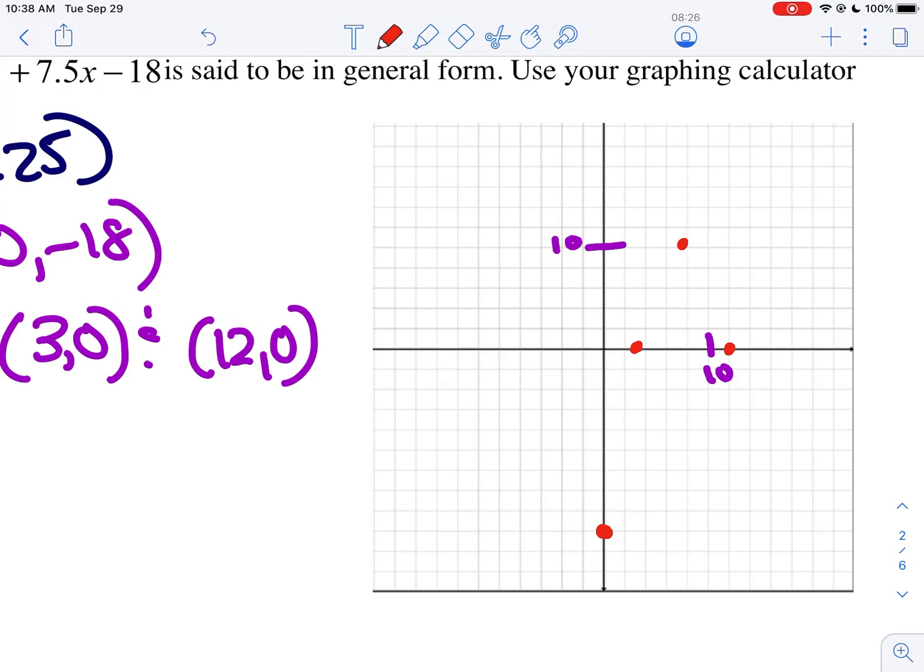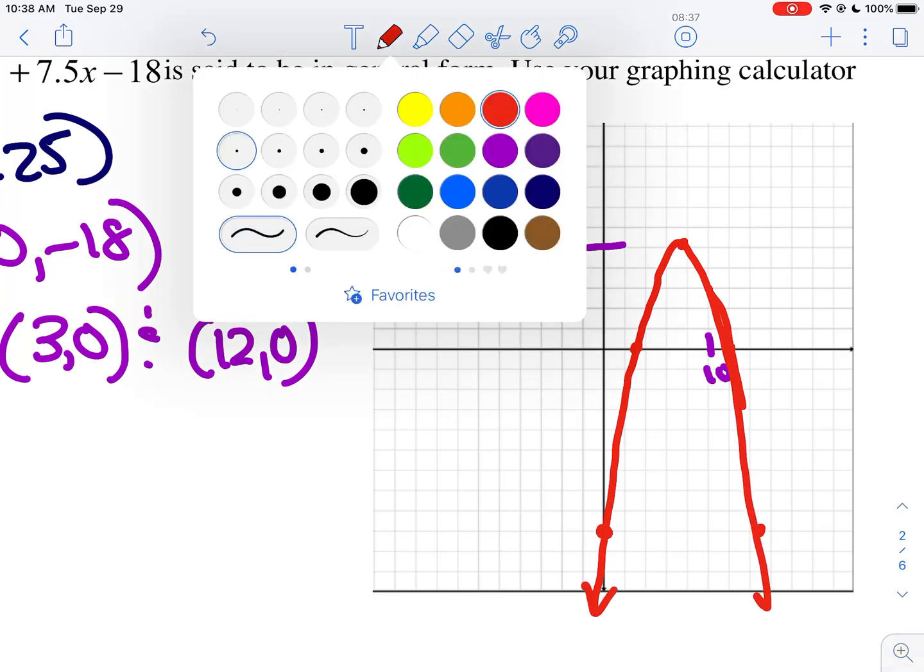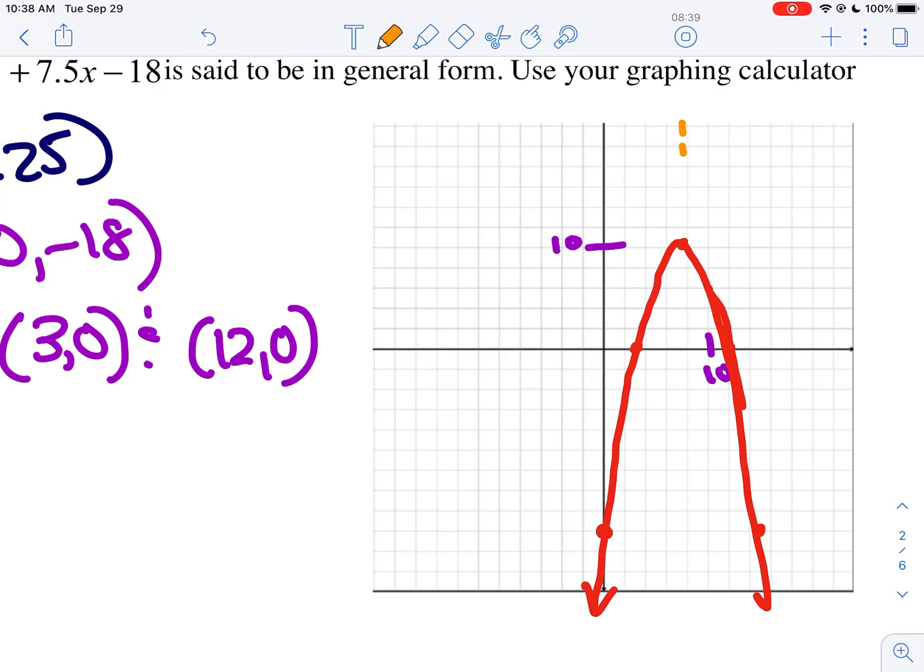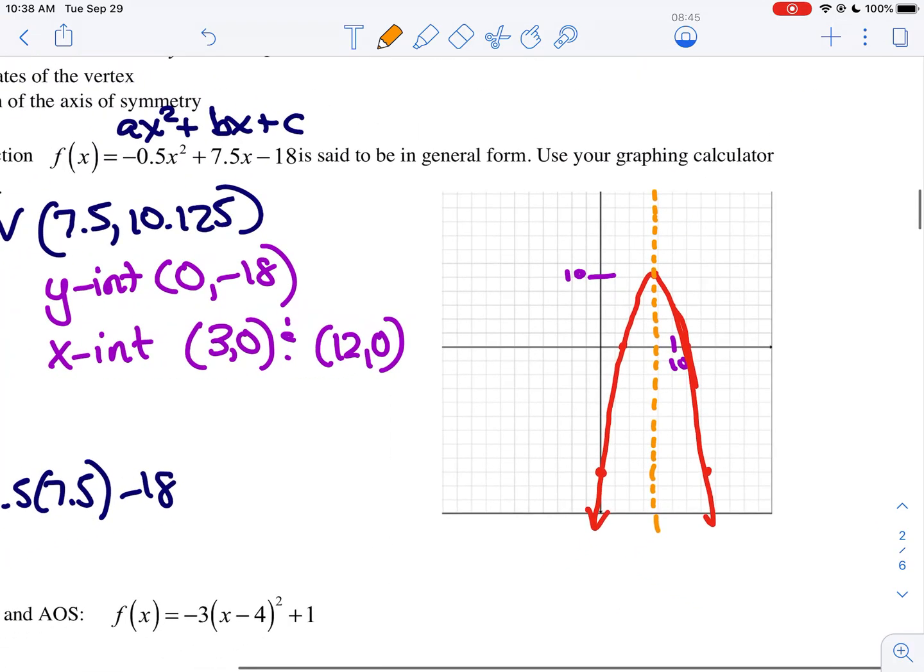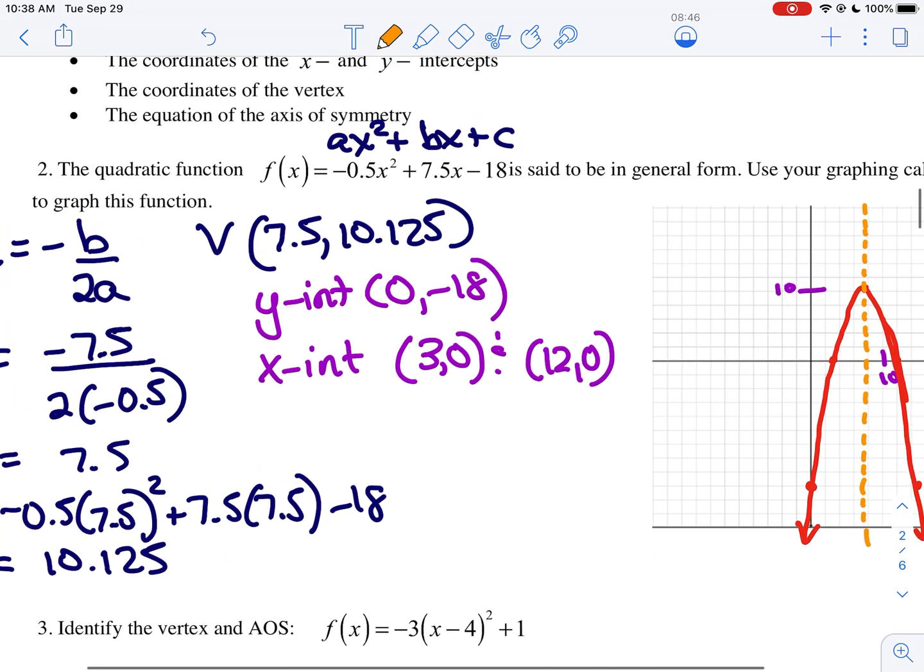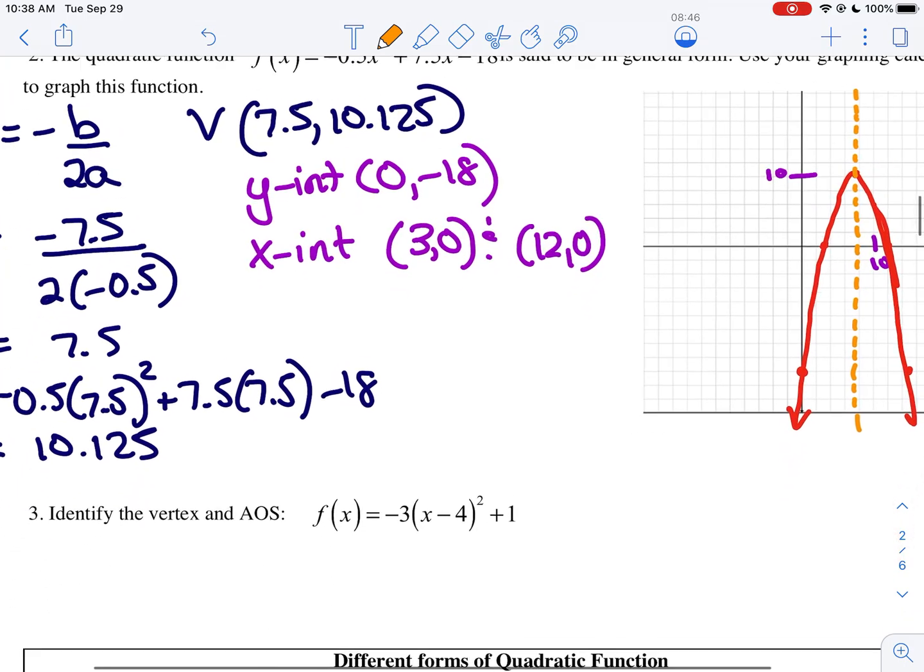And then I think this one's at 15, -18. There we go, it's a nice looking graph. And then there's your axis of symmetry. All right, let me double check that I got everything on here. I think I did. Yep, I got it.